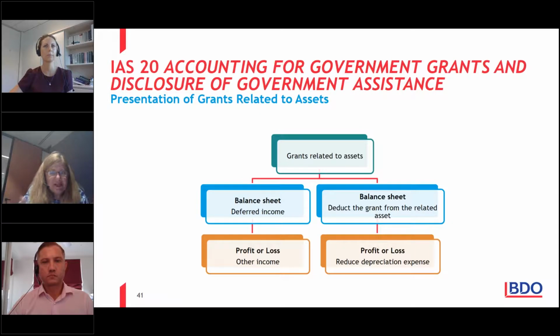How do you choose to present this? If you've got grants related to assets in your P&L, how do you account for it? If you've decided that you want to treat it as deferred income, you will unwind it to other income. But if you've used to deduct your grant from your related asset, what will happen in profit and loss is it would reduce your depreciation expense. So really, the recognition and measurement comes down to the same numbers, but you've got choice on how you want to present it in your financial statements.